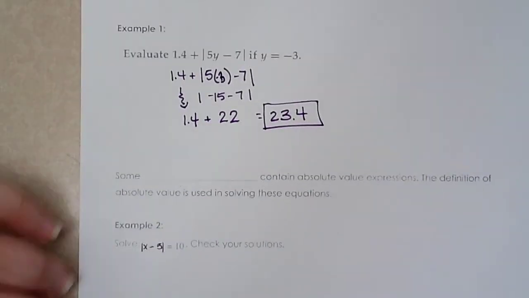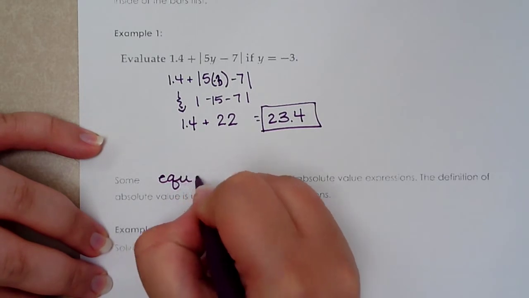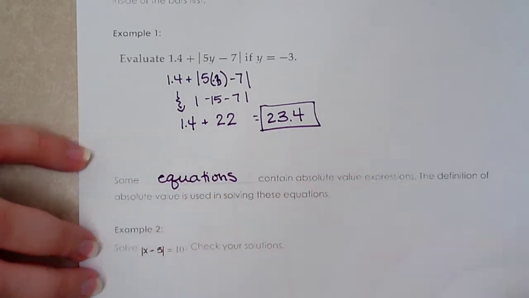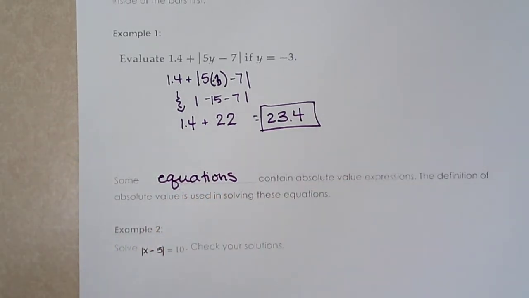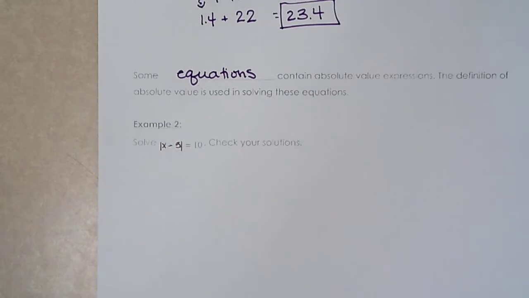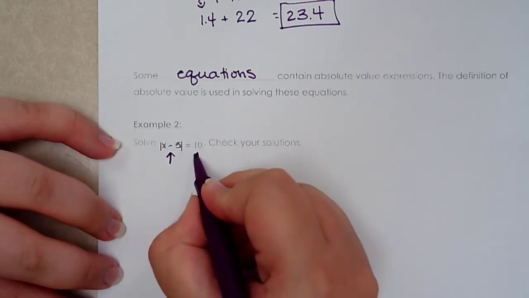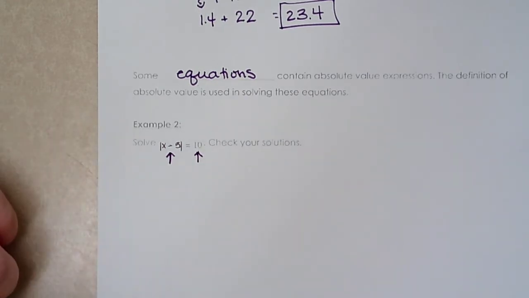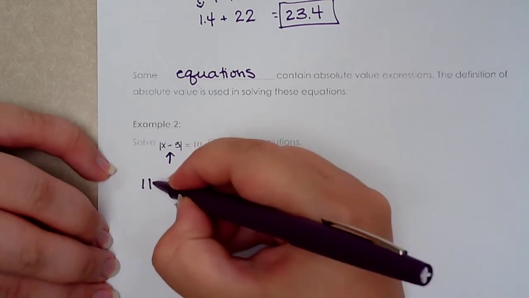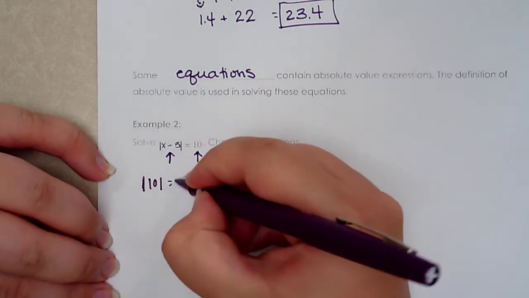So, some equations contain absolute value expressions. The definition of absolute value is used in solving these equations. So, when we solve the absolute value of x minus 5 equals 10, we first have to look at what our solutions could be. What are the numbers that could go inside of our expression that would give us a result of 10? Well, the absolute value of positive 10 would equal 10.